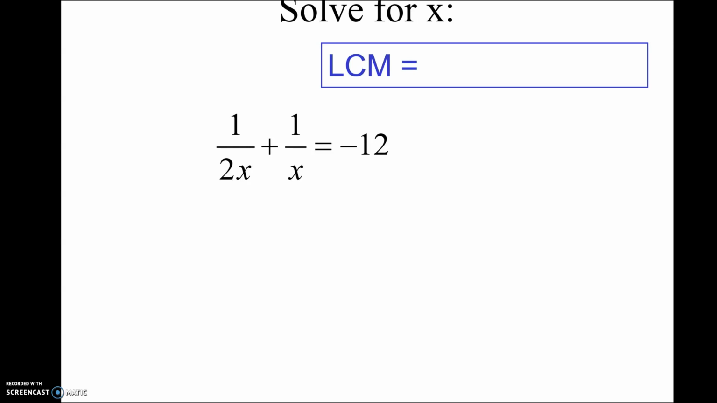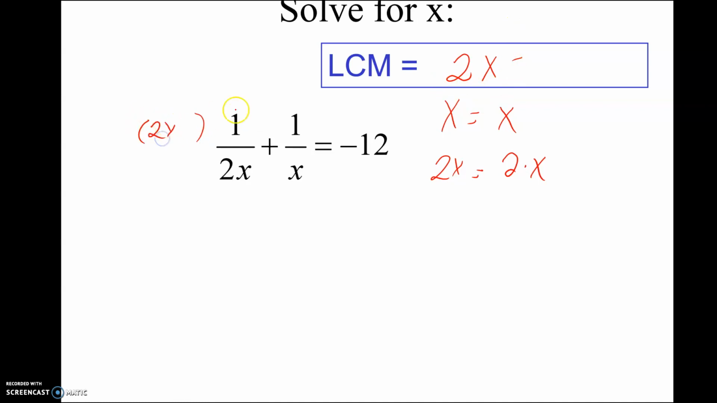So our lowest common multiple will be x. The factors of x is just x, and the factors of 2x is 2 times x. So this one needs an x, this one needs an x, so that's one of my least common multiple. And this one needs a 2, so I'm going to have to at least put 1 2 in. So my least common multiple is 2x.